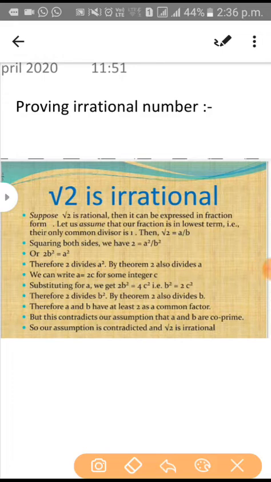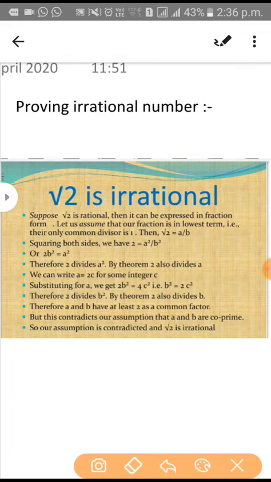Today's topic is proving irrational numbers. In this topic, I'm going to take root 2 and prove that root 2 is irrational. To prove a given number irrational, we use the method of contradiction. So let us assume that root 2 is a rational number.